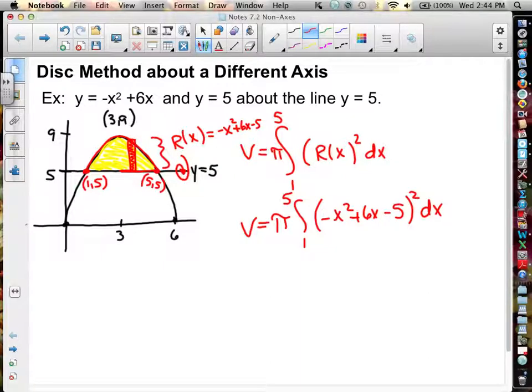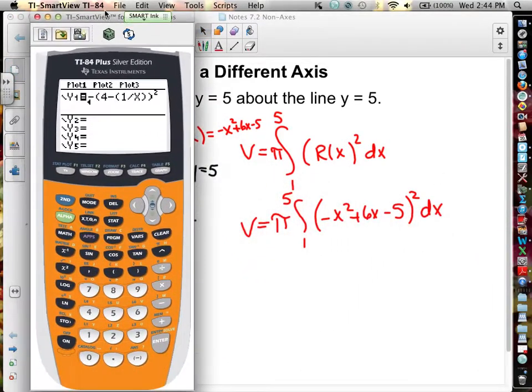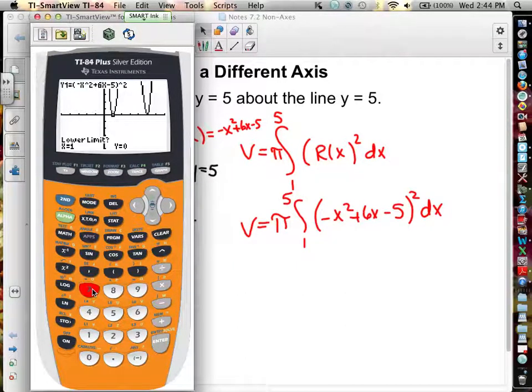And then you can use your calculator to integrate that. Otherwise, you're going to have to multiply that whole thing out. So let's put that in the calculator then. So it's negative x squared plus 6x minus 5. That whole quantity is squared, and we're going to integrate that from the lower bound of 1 and an upper limit of 5.